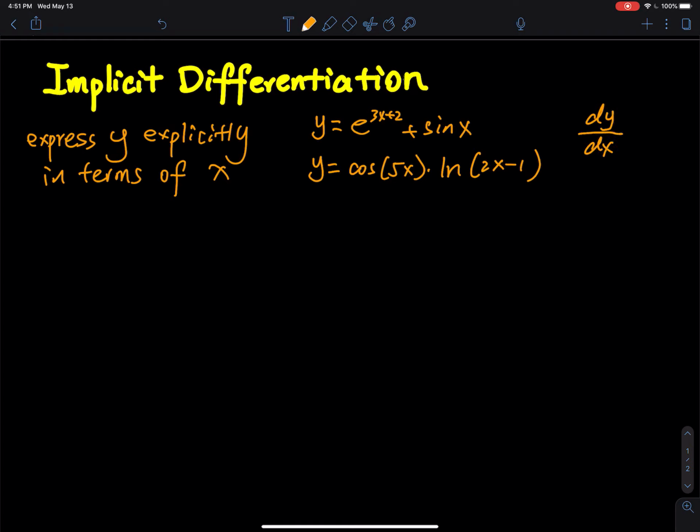For these two equations, you can easily take the derivative of y with respect to x. dy/dx is you take the derivative of the equation y and treat x as an independent variable. So that is what we did in the past. So let's say I give you another equation.